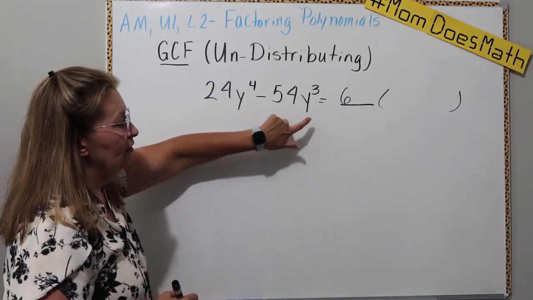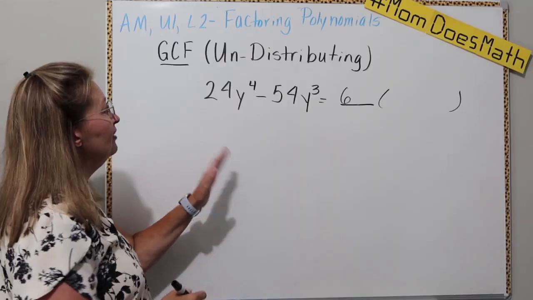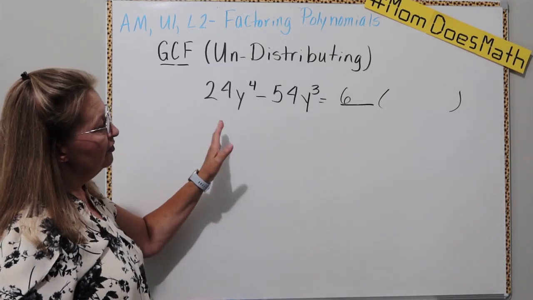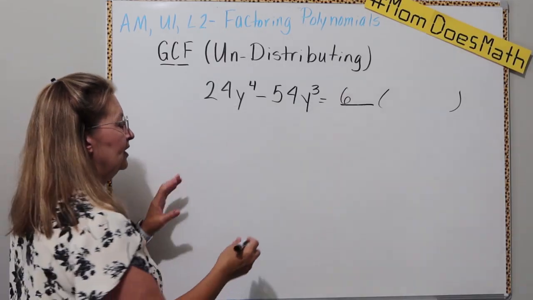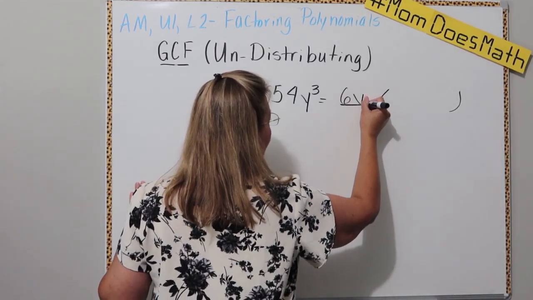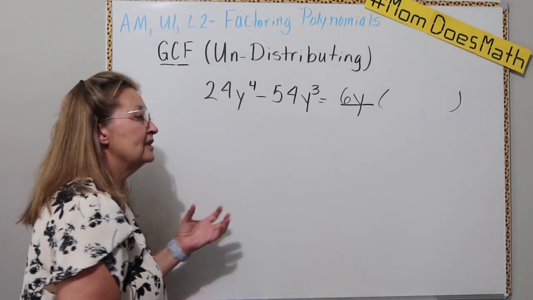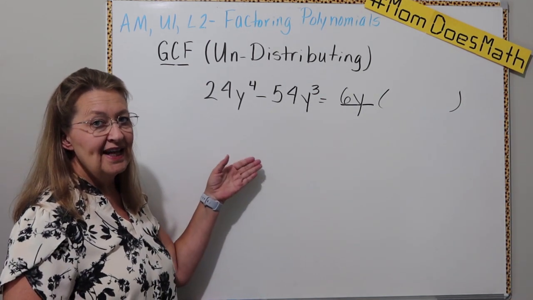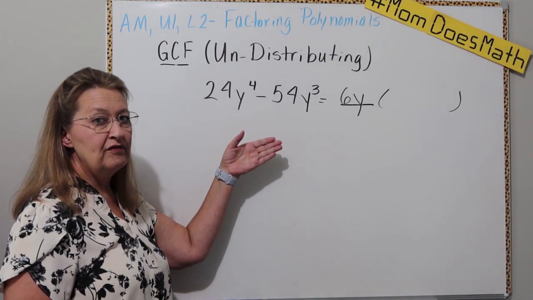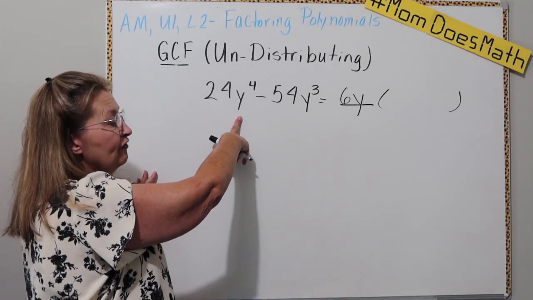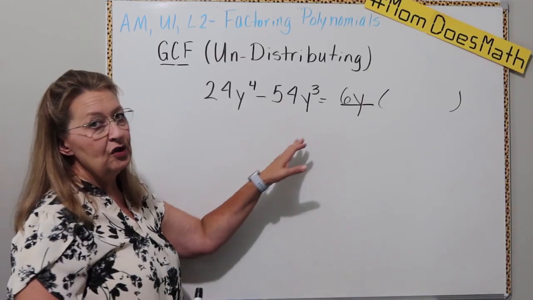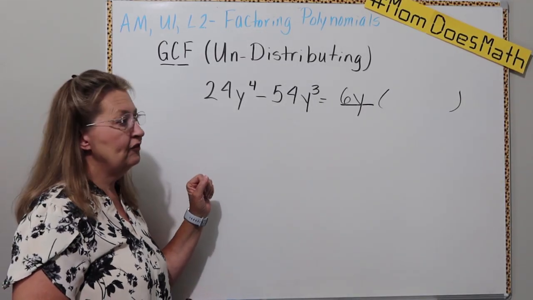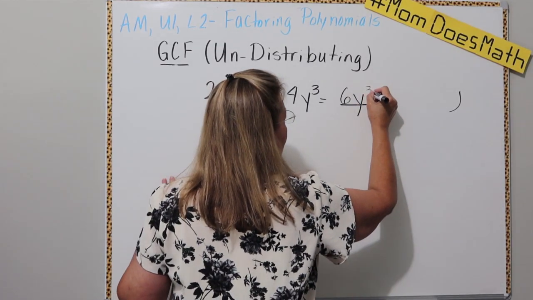Now, look at your variables. All of the common variables, remember this is your common factor. So what variables are common for each term? In this case, we only have the y. Now, you're going to pick the smallest exponent of y that you have, because this has to go into both of these. So if I pick y to the 4th, well, that won't go into y to the 3rd. But y to the 3rd will go into y to the 4th. So, y to the 3rd.